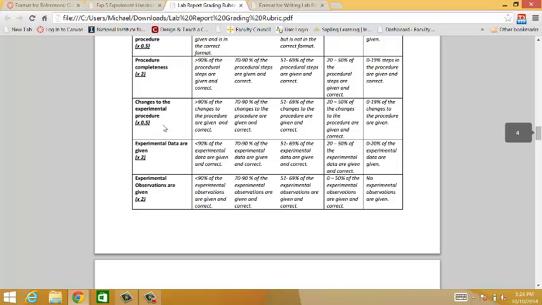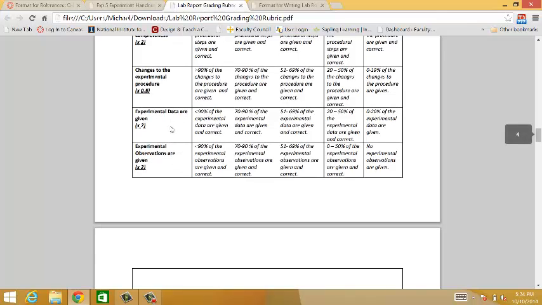But changes to the experimental procedure, did you include all the changes to the experimental procedure? Did you include only 70 to 90%? So what happens is the TAs get a list of that when they're grading, and then depending upon how many of those you included, this is where you show up. If you got them all, you'll be here. If you only got half, you'll be there. I don't include the actual answer key in the rubric because that would make future reports pretty good, because everybody would have the answer key. But did you include all the changes? You want to use this again as a checklist.